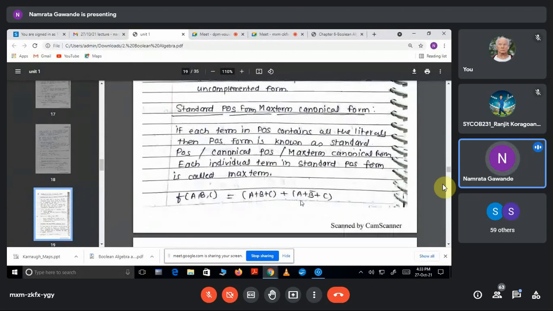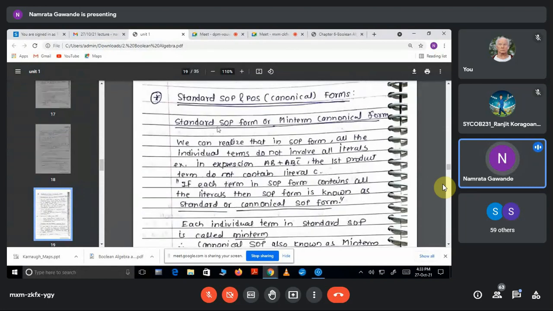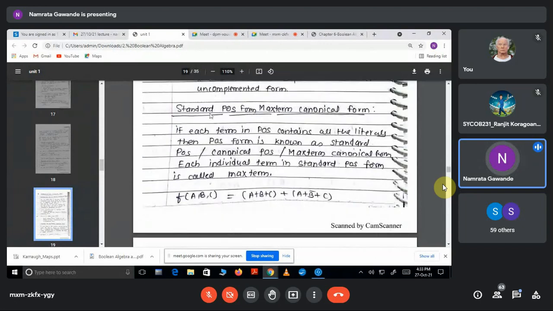Okay. Likewise, how do we represent the standard POS form or max-term canonical form? See here the difference. Wherever the term SOP is there, it goes along with min-term canonical form. Wherever the term POS is there, that is max-term canonical form. Now, if each term in POS contains all the literals, then the POS form is known as standard POS or canonical POS.